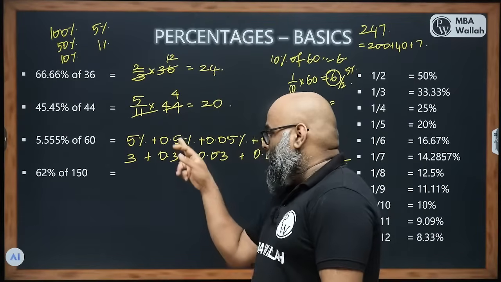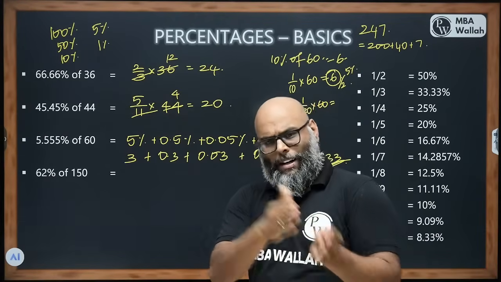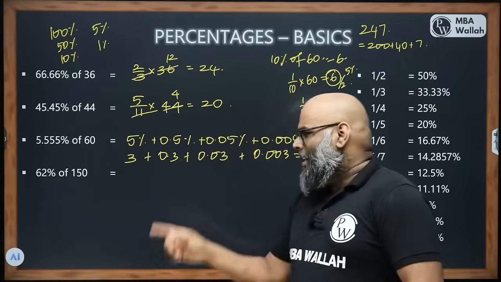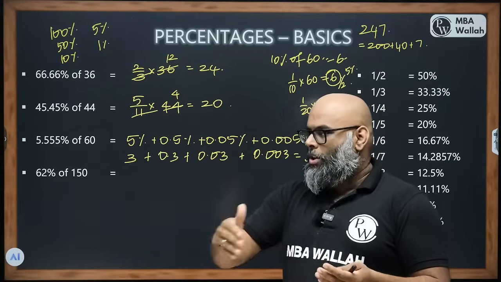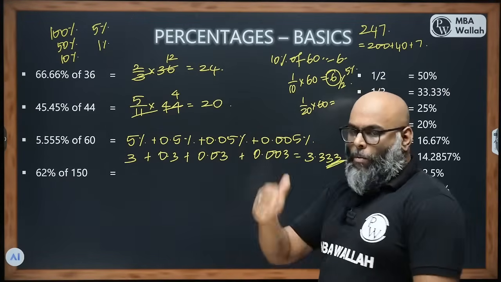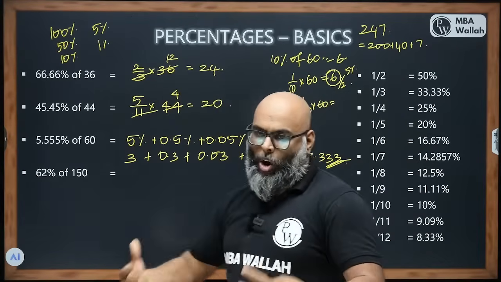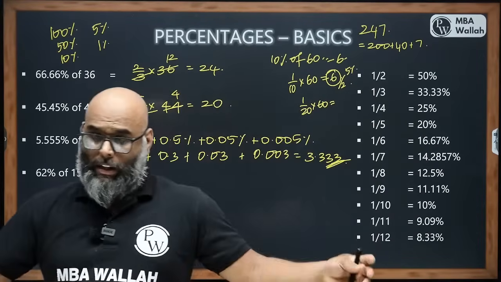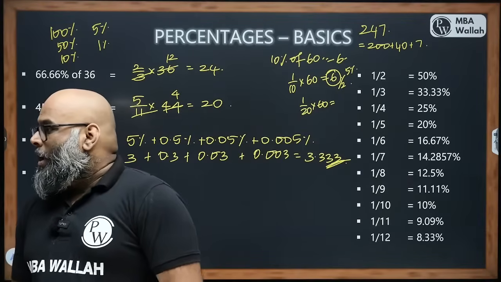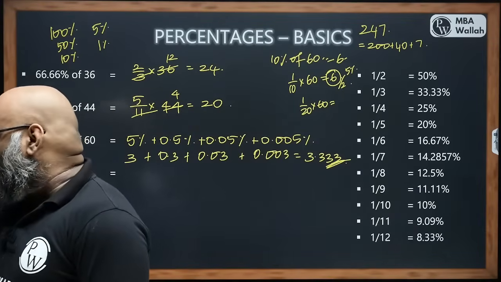So 0.5% will be 0.3. Divided by another 10, you get 0.003. Divided by one more time, you will get 0.0003. Add them, you'll get 3.333, and that's our answer. Clear? Anyone who asked me to repeat this, are we good here?